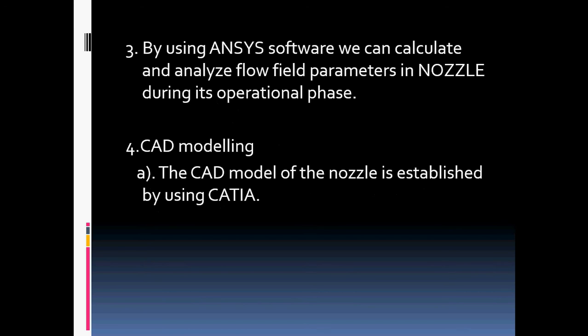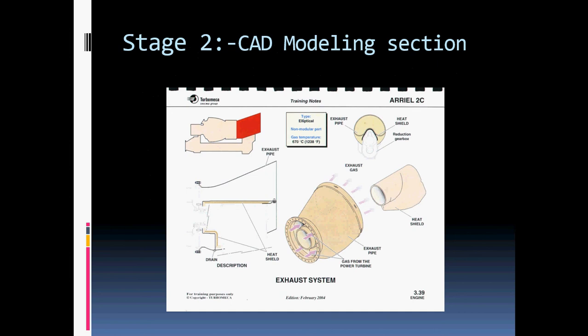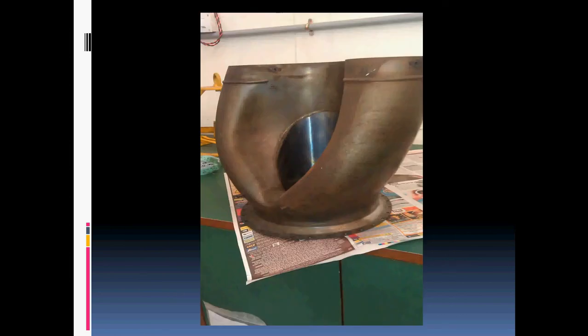CAD modeling. The CAD model of the nozzle is established by using CATIA. Stage 2 is the CAD modeling section. These are a few parameters shown about the Ariel 2C exhaust pipe, how it exactly looks. This is the exact nozzle on which we have worked. This is how it looks, and the process we have implemented is with the help of thread and an inclined rod.